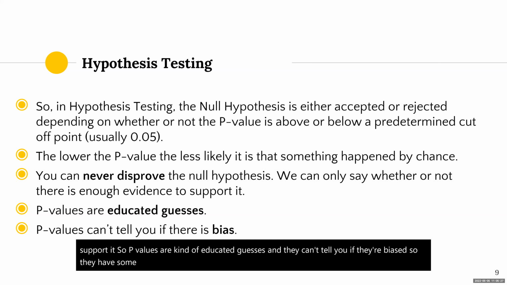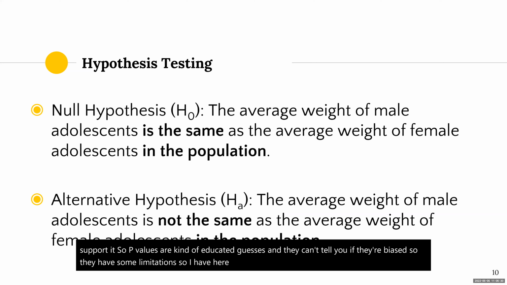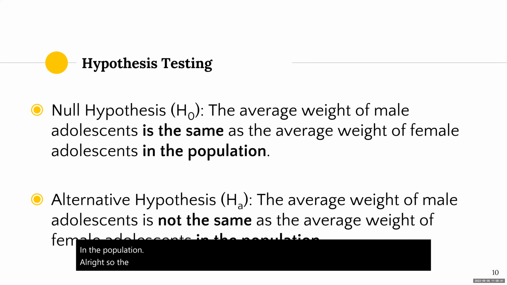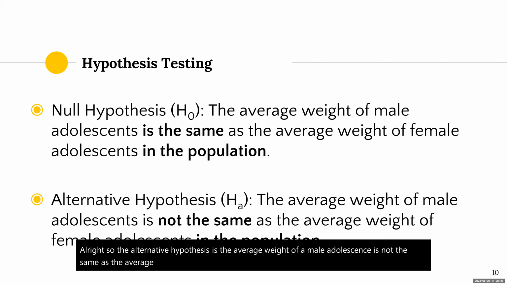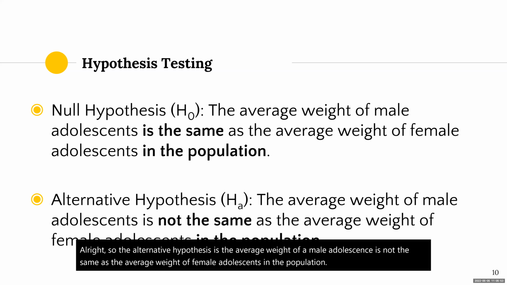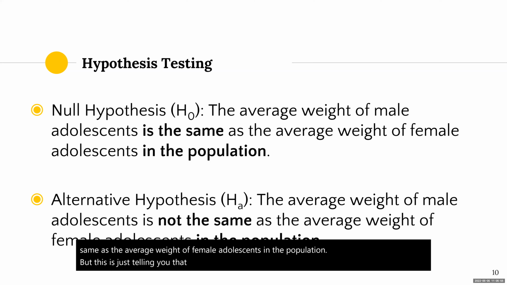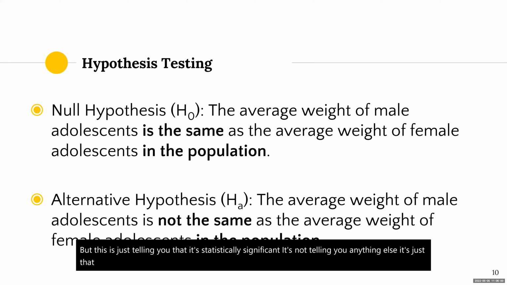So I have here some examples of a null hypothesis, right? The average weight of male adolescents is the same as the average weight of female adolescents in the population, right? The alternative hypothesis is the average weight of male adolescents is not the same as the average weight of female adolescents in the population. But this is just telling you that it's statistically significant. It's not telling you anything else. It's just that it's probably not due to chance.